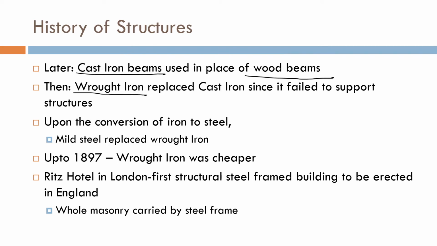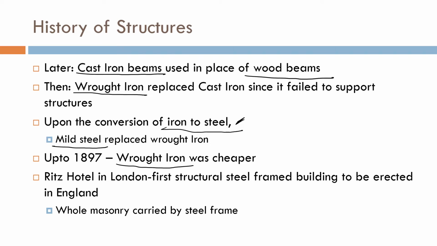Then upon conversion of iron to steel, जब ये प्रोसेस परफेक्ट कर ली गई कि आयरन को स्टील में कैसे कन्वर्ट किया जाता है, उसके बाद में माइल्ड स्टील एंड देन इवेंचुअली स्टेनलेस स्टील ने कास्ट आयरन और रॉट आयरन को रिप्लेस कर दिया. So up to 1897, wrought iron was cheaper, so it was being used. They did not have the cost cutting techniques to make steel cheaper, so they were using wrought iron only.